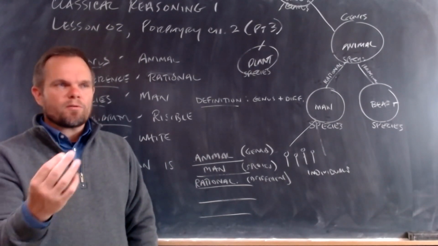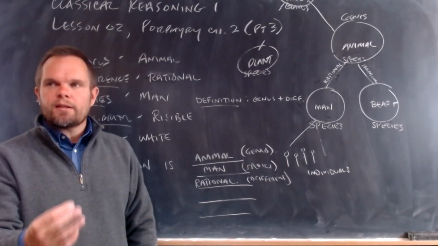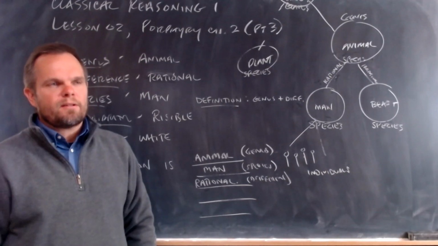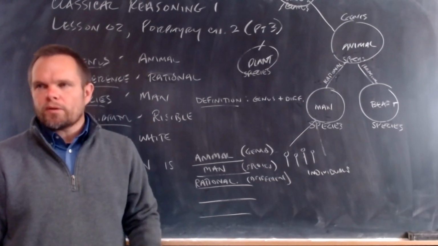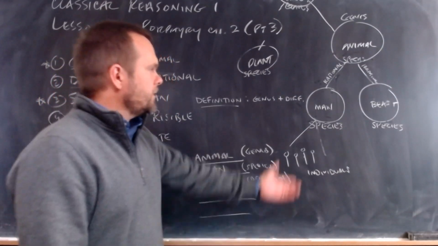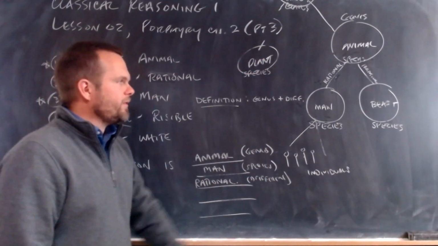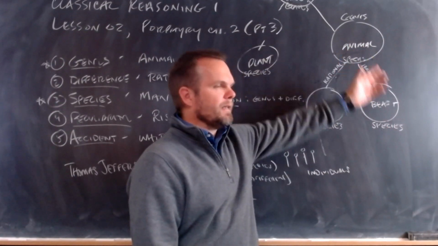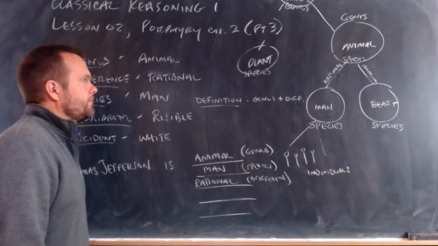A thing has a real, essential definition. The definition is actually the statement of the essence of a thing. The essence is what a thing is, what it really is. Okay? So the definition of man would be, man is a rational animal. The definition of a beast would be, a beast is an irrational animal. That's the real definition of man and beast.